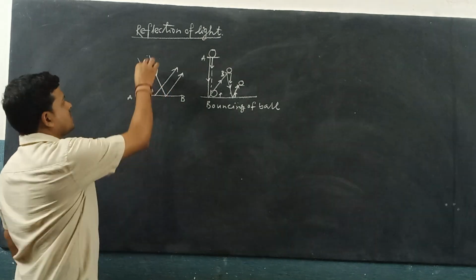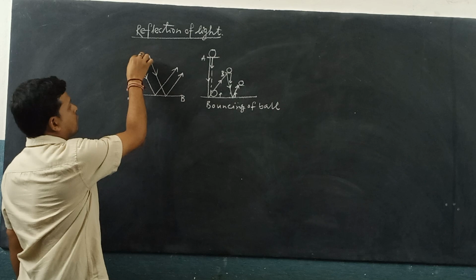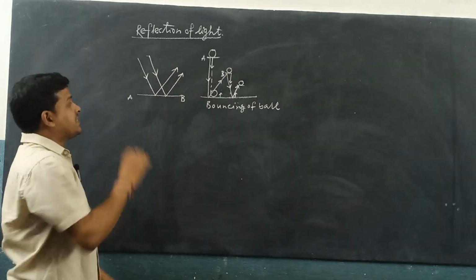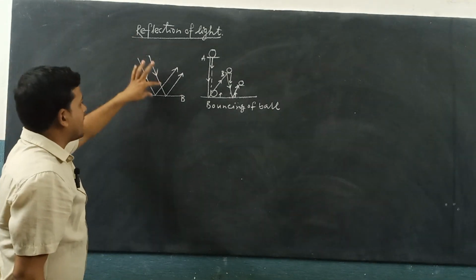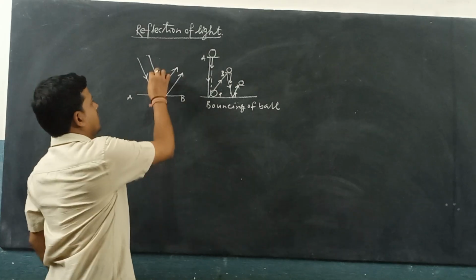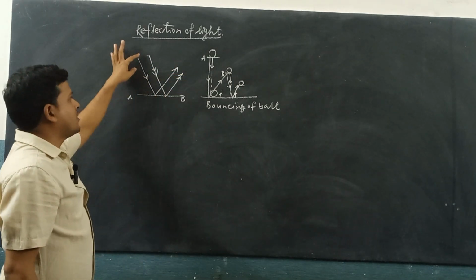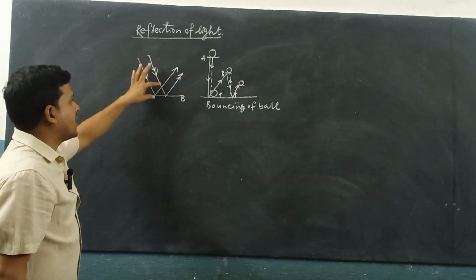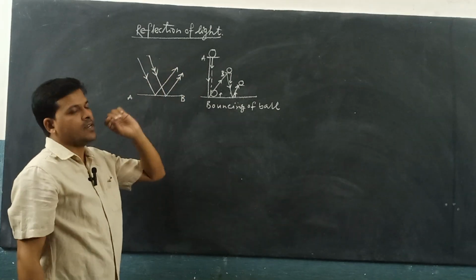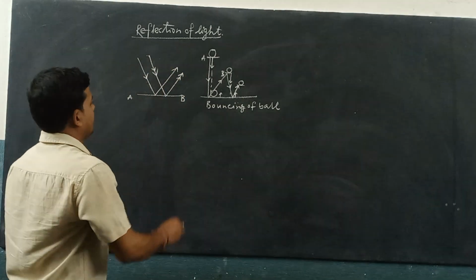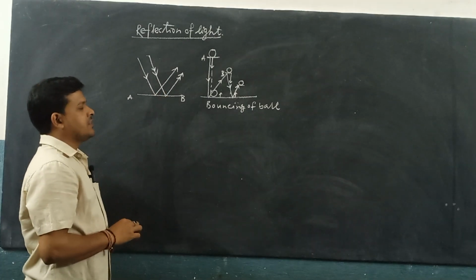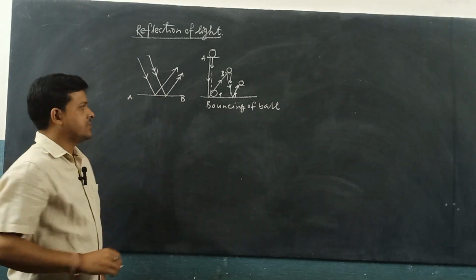Here the light energy comes from the medium in a particular pattern, and moves back with the same pattern. If the incident beams of light are parallel to each other, the reflected light must be parallel to each other. This is the bouncing back of light, that is called the reflection of light.